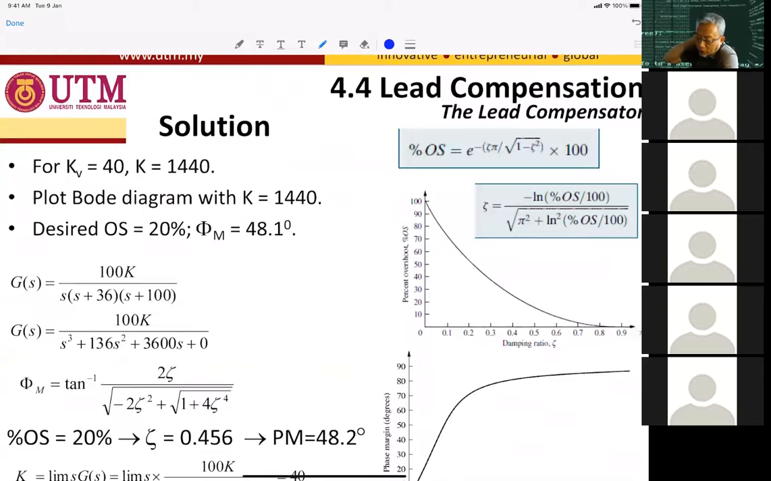So for Kv equal to 40, K is equal to 1440. Okay.